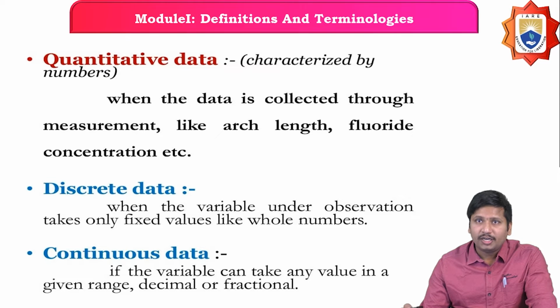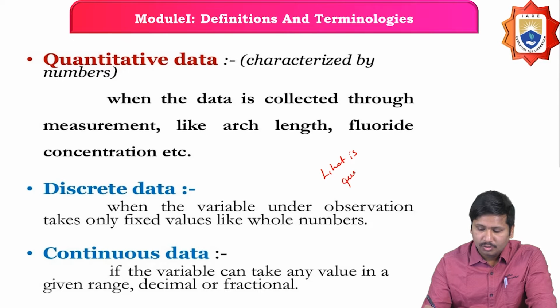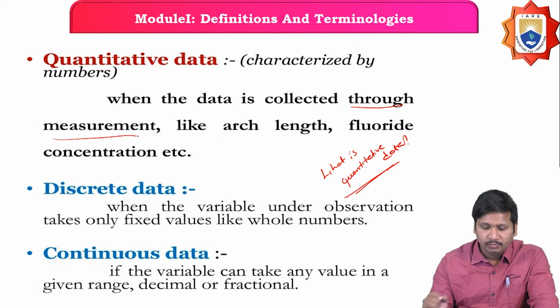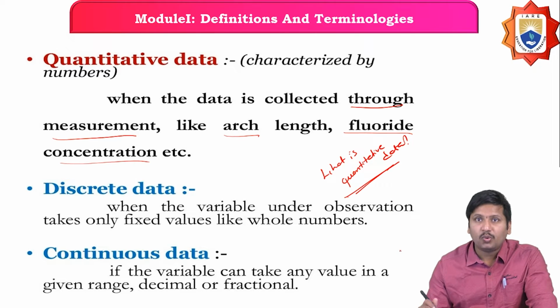And what is quantitative data? That is a question that may appear. Quantitative data is the data which is collected through measurements, like arch length, flow rate, concentration, etc. This type of data that we are collecting should be considered as quantitative data. So the data collected through measurements like arch length, fluoride concentration, etc. comes under quantitative data.